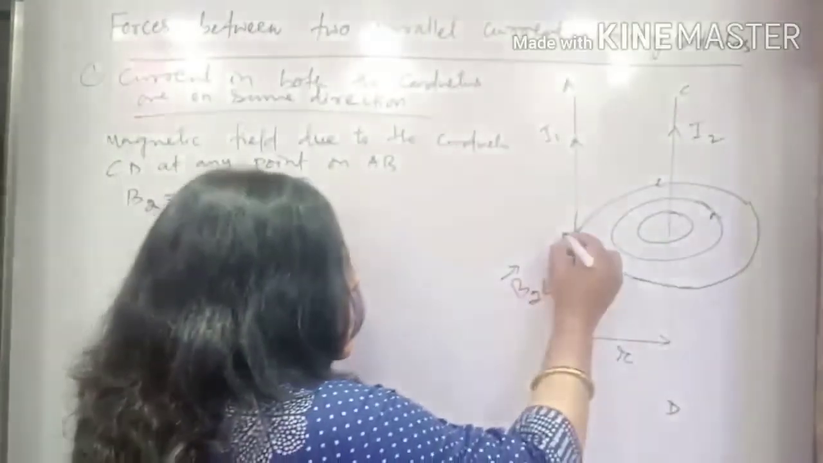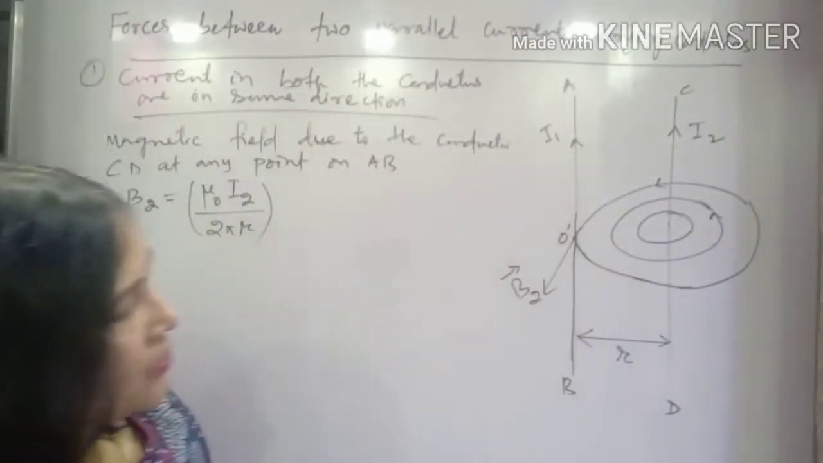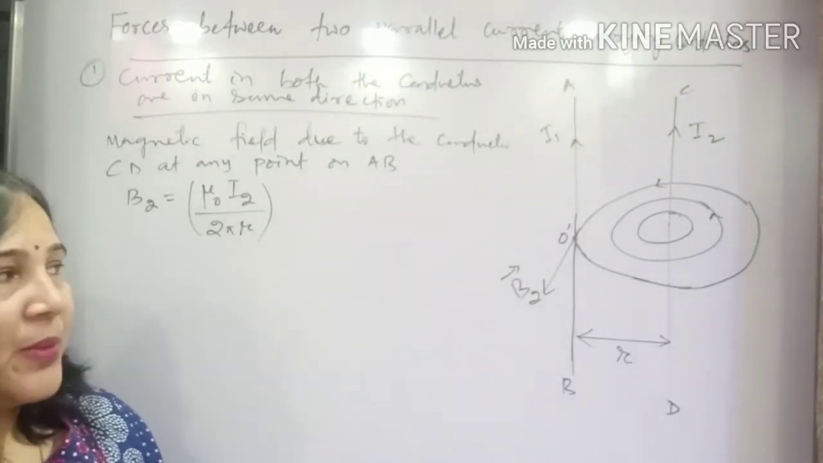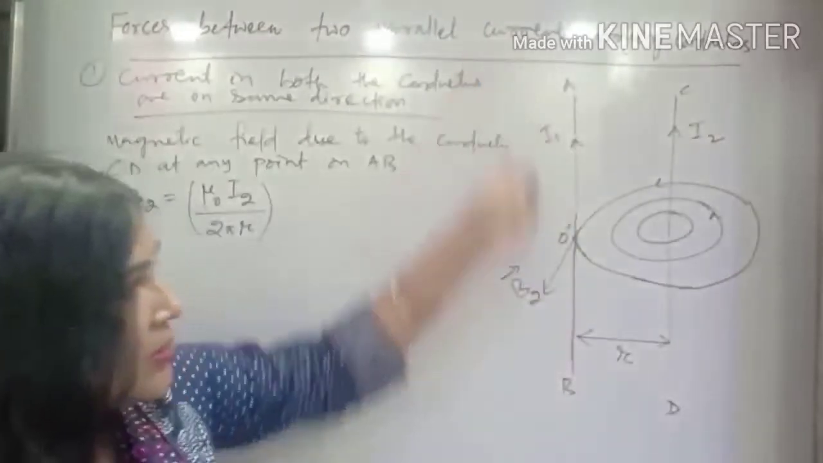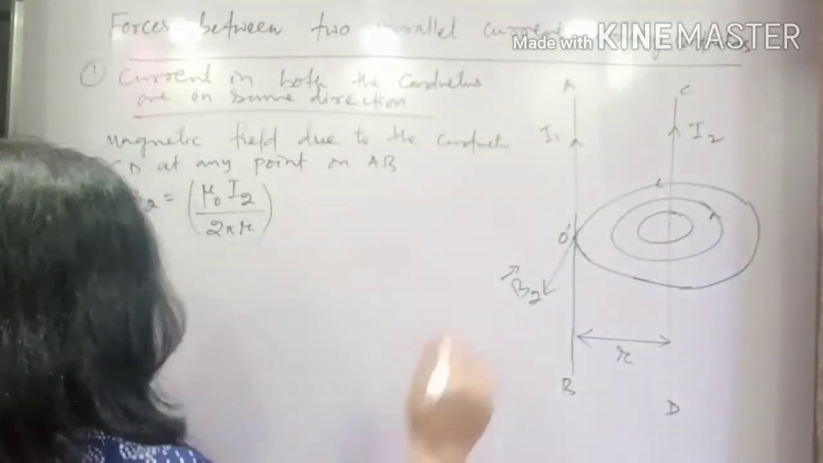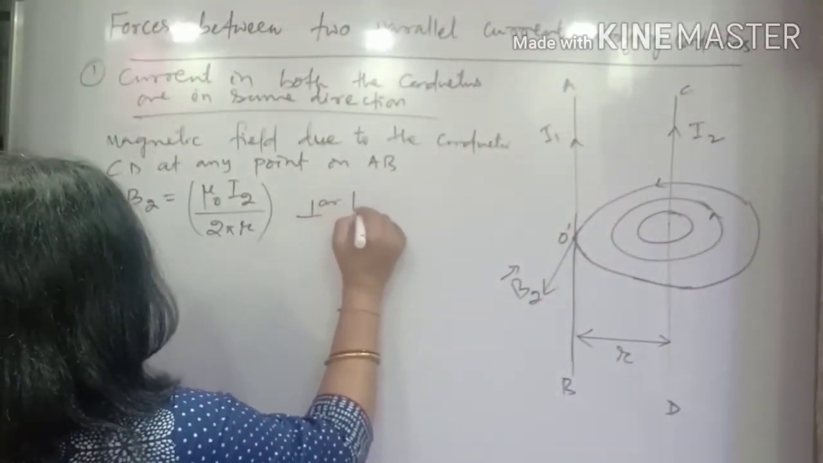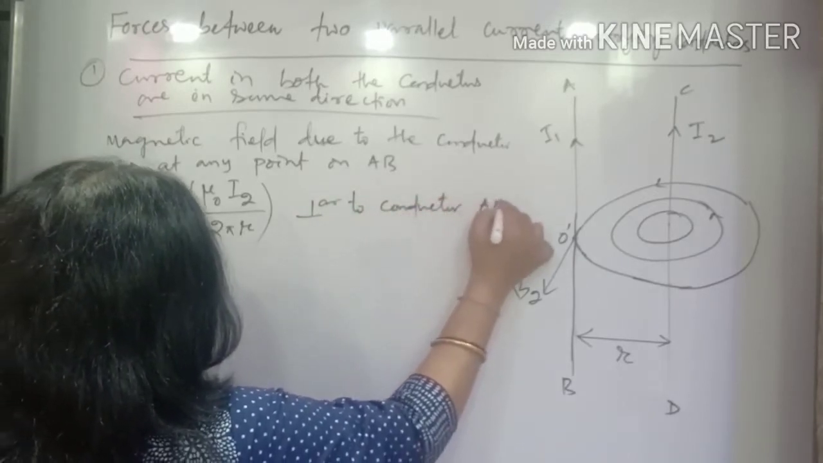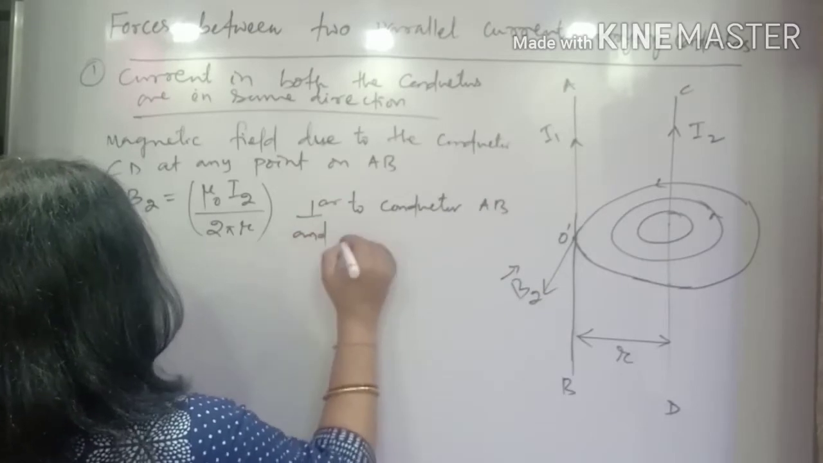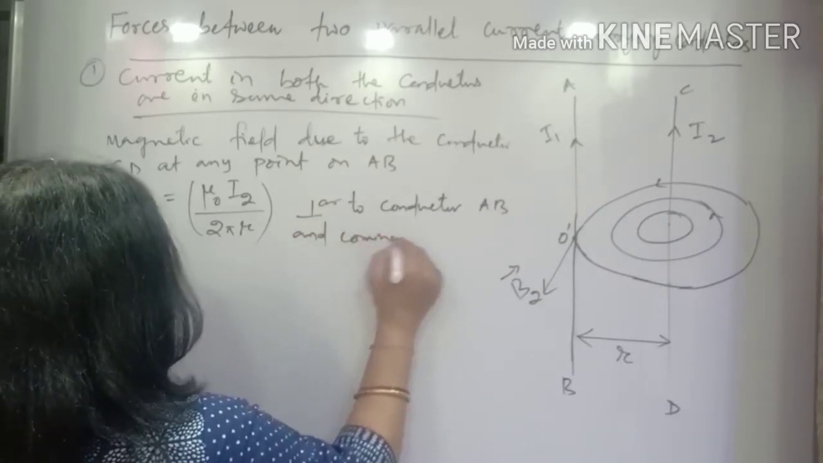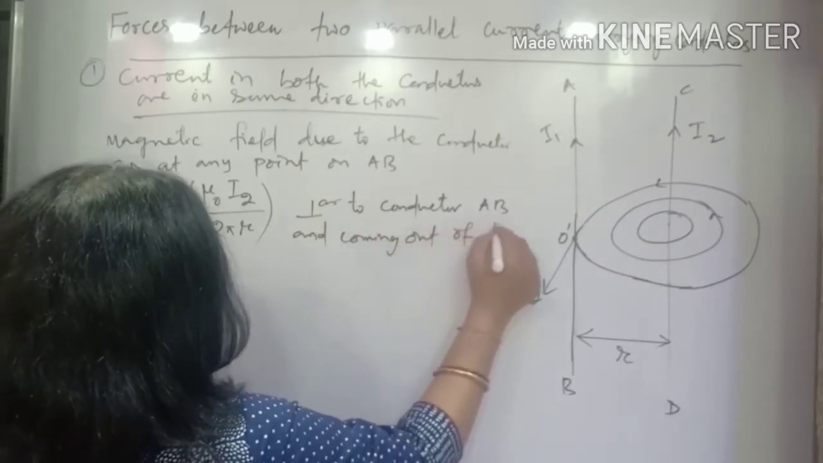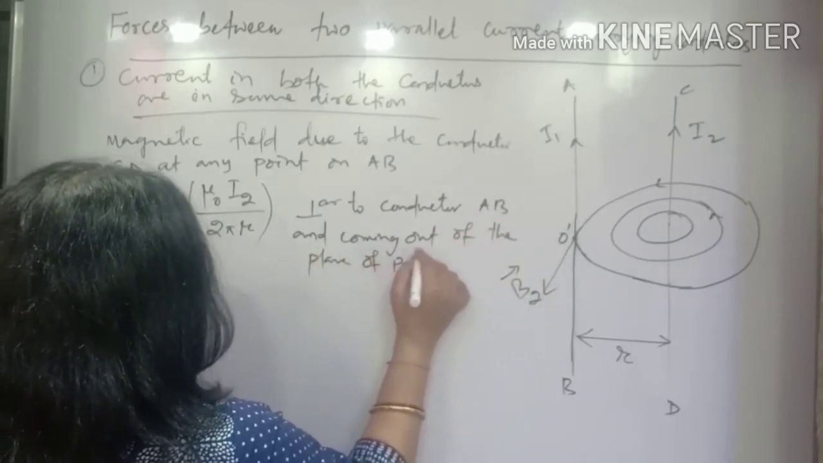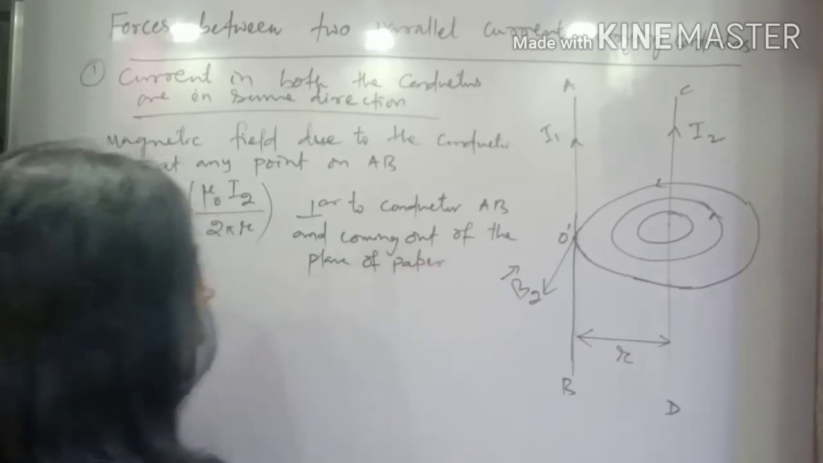Let's suppose this is point O dash. At this point O dash, the direction of the magnetic field is coming out of the plane of paper, and it is also perpendicular to this conductor AB. So you can write: it is perpendicular to conductor AB and coming out of the plane of paper. So this is the value of this magnetic field.